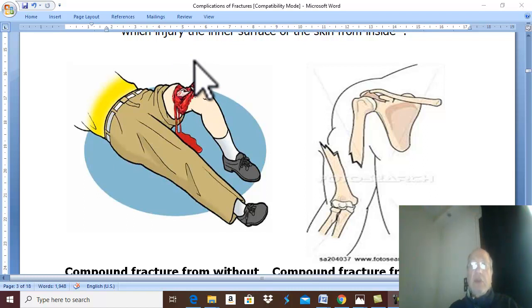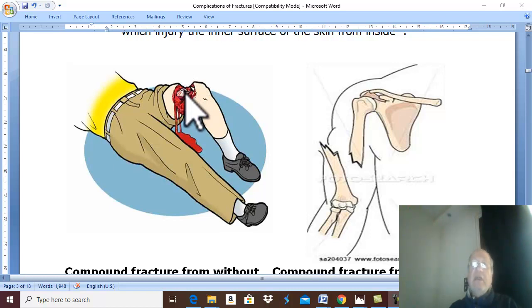What are the etiology and types of the compound fracture? Compound fracture may be fracture from without. What does compound fracture from without mean? External trauma. Injury to the outer surface of the skin.